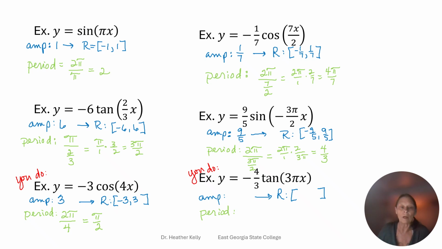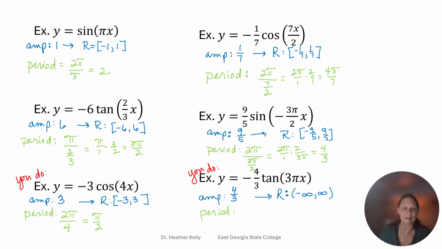And finally, y is equal to -4/3 tan 3 pi x. Our amplitude is going to be 4/3. Our range, what is our range for the tangent function? I don't know why I'm crossing that out. I wrote those brackets in, but the range here is -infinity to +infinity. I can't believe I made that mistake over here.